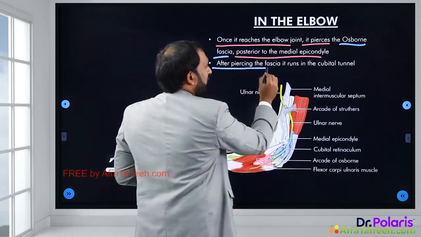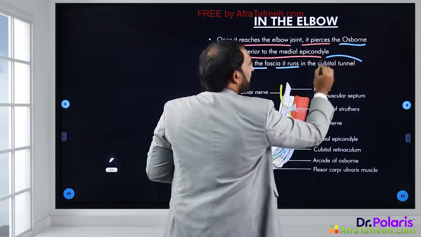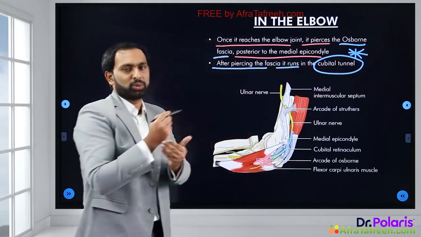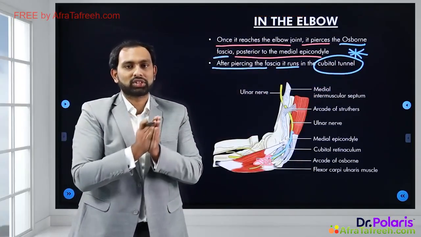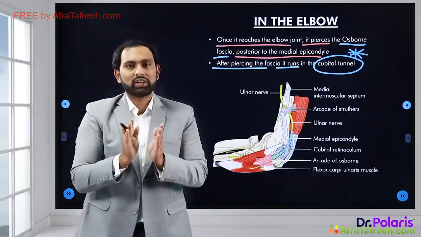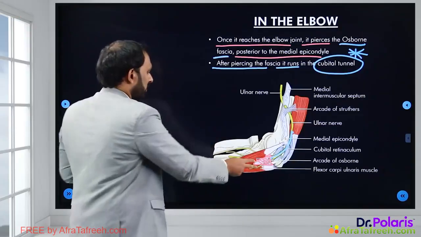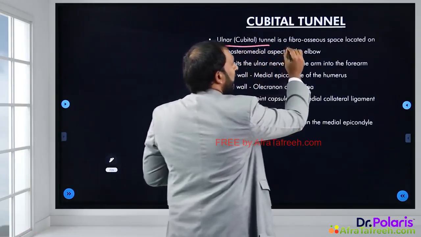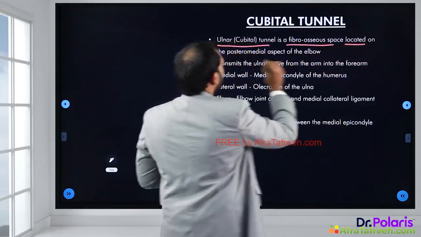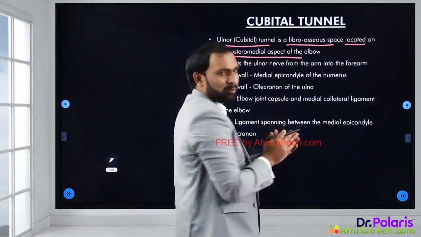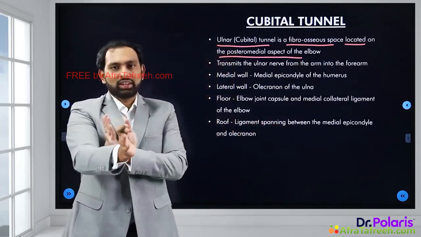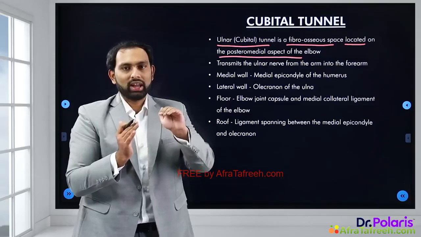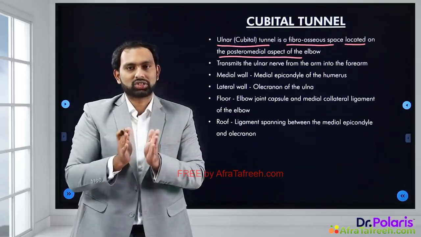So after piercing the fascia, it runs in another structure called the cubital tunnel. So very important for us to know that after piercing the Osborn's fascia, it goes to lie in a structure called the cubital tunnel. So let's find out what this cubital tunnel is. The cubital tunnel, also called the ulnar tunnel, is a fibro-osseous space which is located on the posteromedial aspect of the elbow. So we know that till now, the ulnar nerve has gone posteromedially. It is lying underneath the medial epicondyle, and after that, it pierces another structure and then comes into the cubital tunnel.